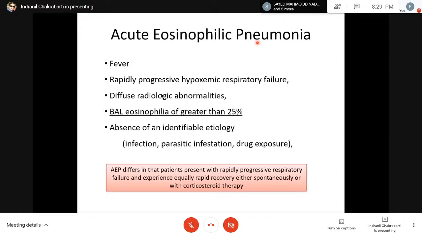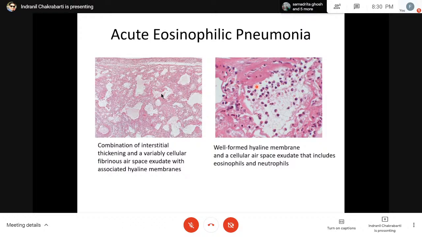Acute eosinophilic pneumonia, this is again an inflammatory condition which causes acute lung injury. The patient presents with fever, rapidly progressive respiratory failure, and the BAL eosinophilia is more than 25%, but there is no identifiable etiology for these eosinophils. So there is no infection or parasitic infestation or drug exposure. The good thing is that though they present in rapidly progressive respiratory failure, they also experience rapid recovery either spontaneously or with corticosteroid therapy. So there are well-formed hyaline membranes, which is a feature of DAD, and presence of numerous eosinophils and neutrophils within the alveolar spaces. So this is acute eosinophilic pneumonia.